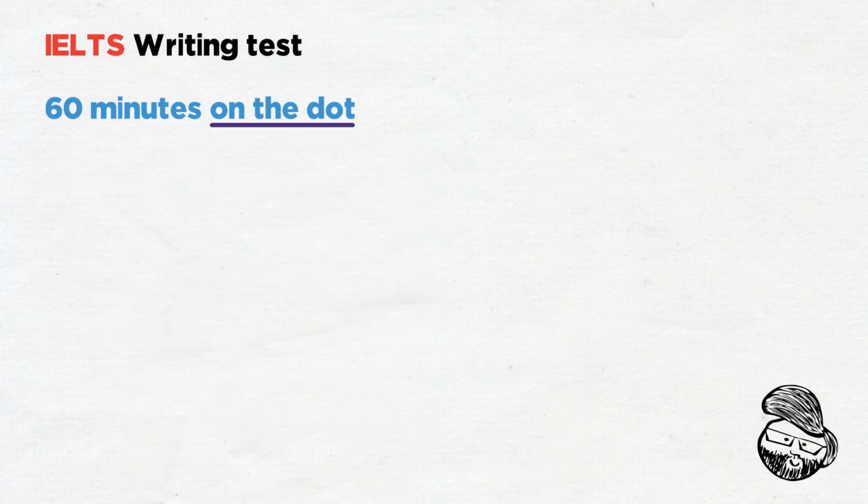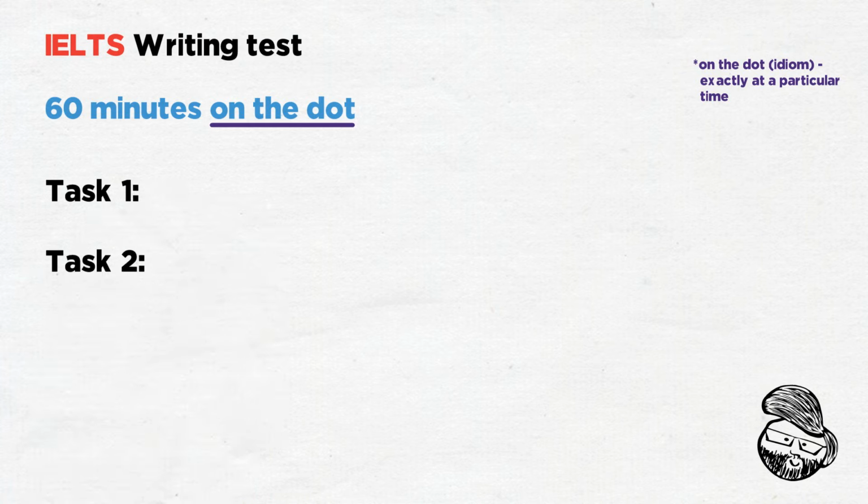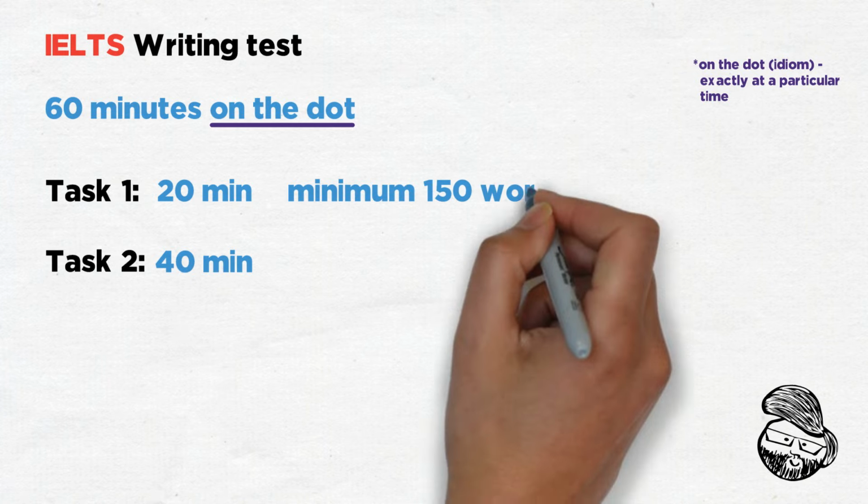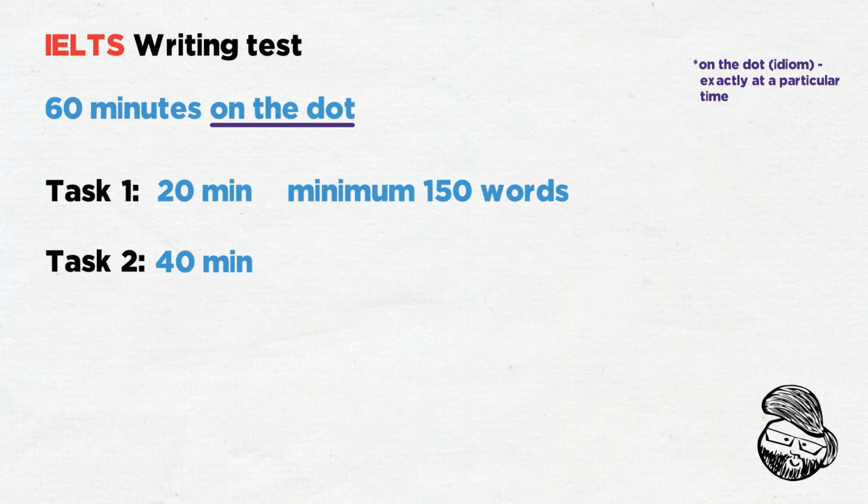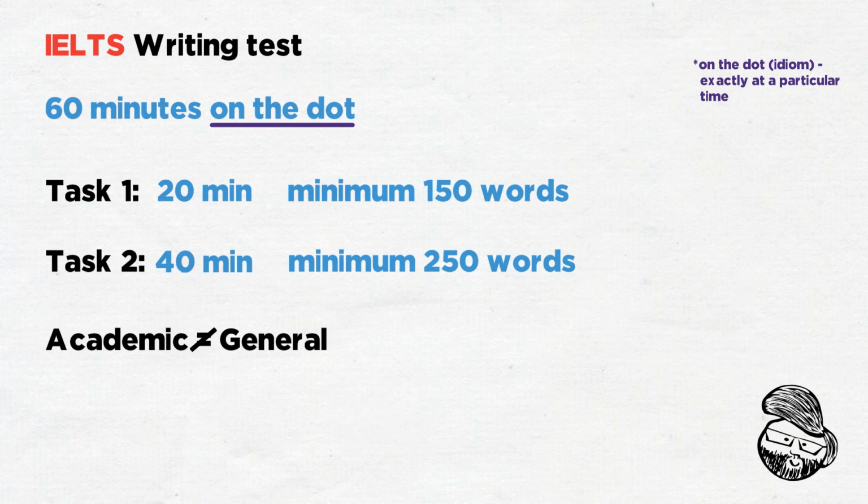Now let's talk about the tests that focus on our productive skills. The writing test lasts exactly 60 minutes. There are 2 writing tasks that need to be completed within that time frame. You should spend about 20 minutes on task 1 and about 40 minutes on task 2. Task 1 requires you to write a minimum of 150 words, and Task 2 asks for a minimum of 250 words. Like the reading test, the writing test is different in academic and general training modules.